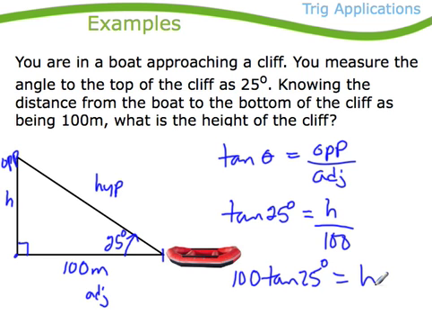Now I pull out my handy dandy calculator, and hopefully it'll work this time. And I go 100 times the tangent of 25 equals, hey, I didn't have to do it twice, 46.6 I get. So the height of that cliff is 46.6 meters. Okay, so that's just a quick example of using right angle trigonometry in a question.